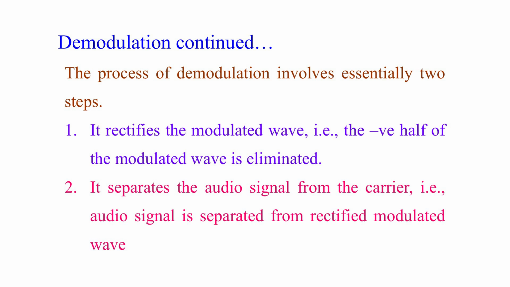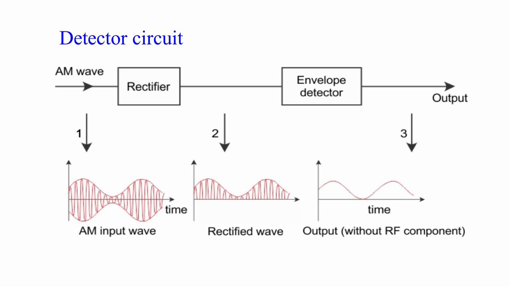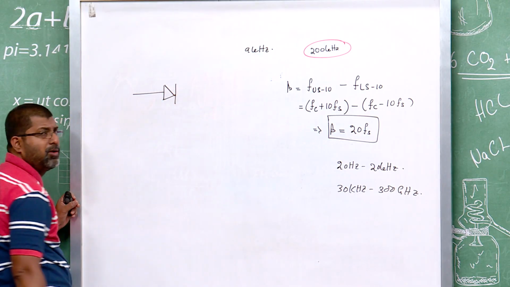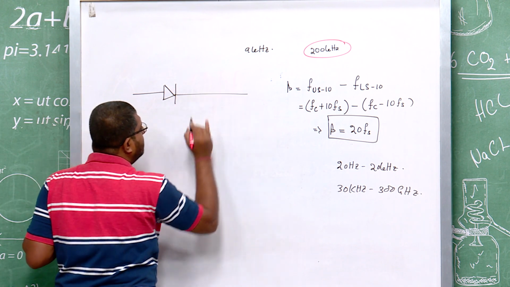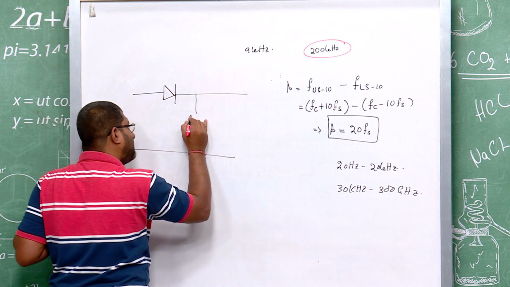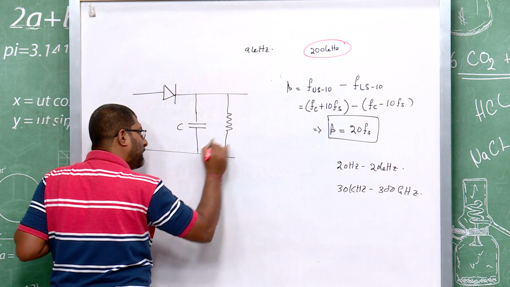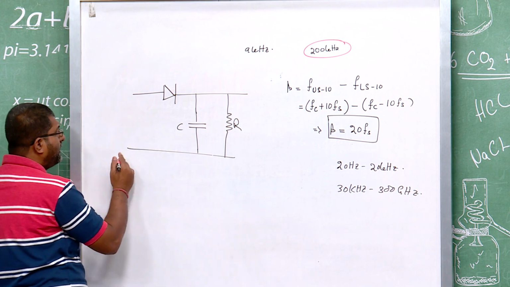So, the first part rectifies the AM input wave, that means there is a rectifier circuit, and for that rectifier circuit we generally use a crystal diode, and secondly there is an RC filter which filters out this RF carrier wave. So, what we observe here is that there is a PN junction which acts as the rectifier, then here there is a capacitor, and here there is a resistor. So, what will we get here?